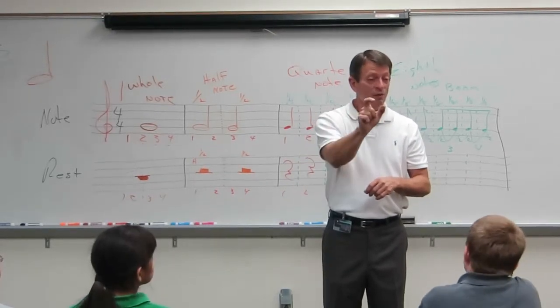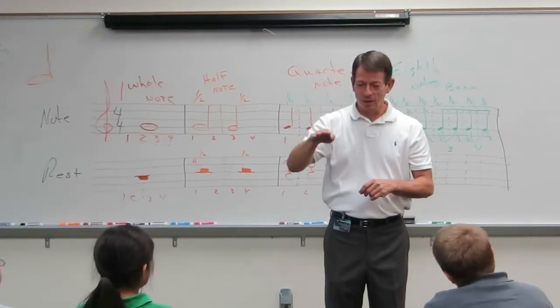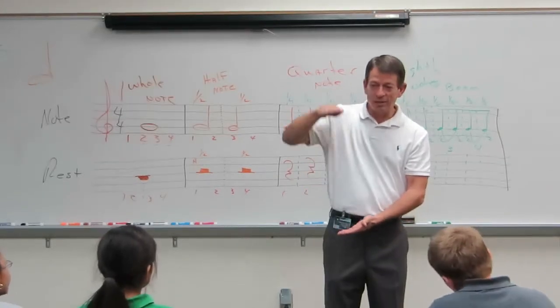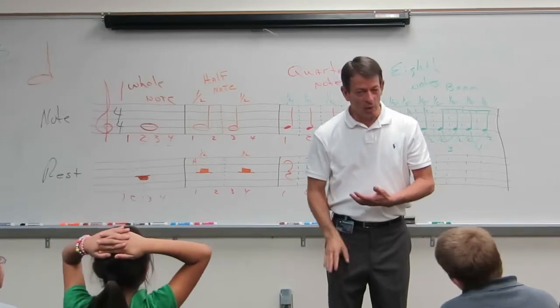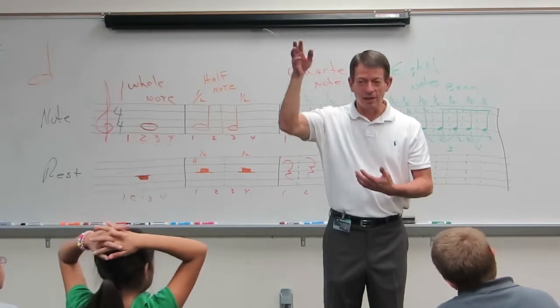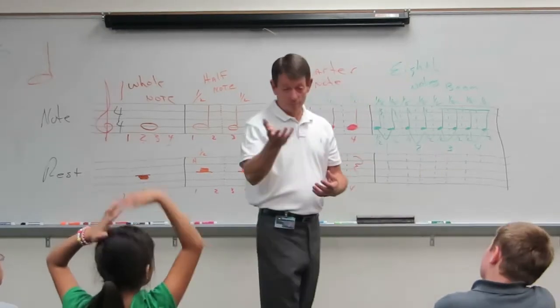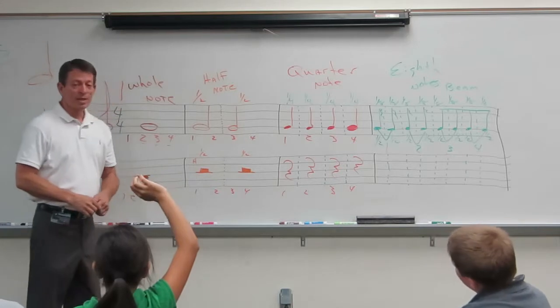You can even have a quarter of a beat. 1 e and up. That's a quarter. That's the other quarter. That's the third quarter. That's the last quarter. 1 e and up. 2 e and up. 3 e and up. We'll learn that on another day. But that's how you do half beats. And now you know.